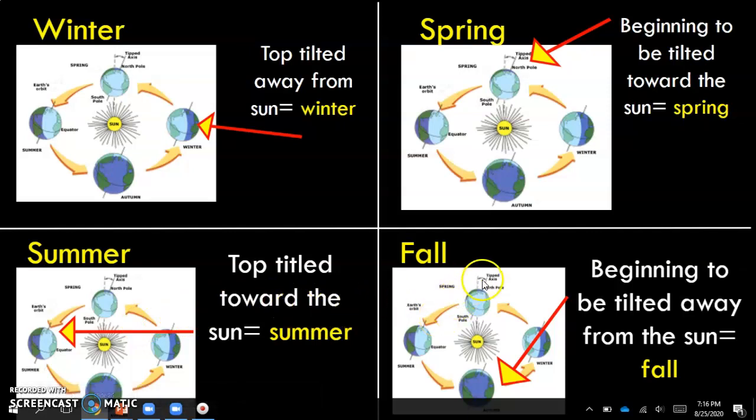And then soon, which is something that I am so excited for, we are going to start tilting back away from the sun in our northern hemisphere, and we will be experiencing fall.